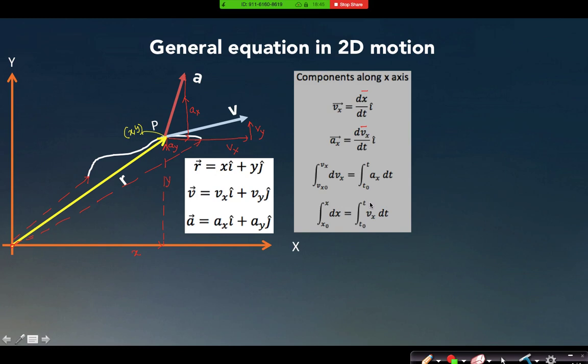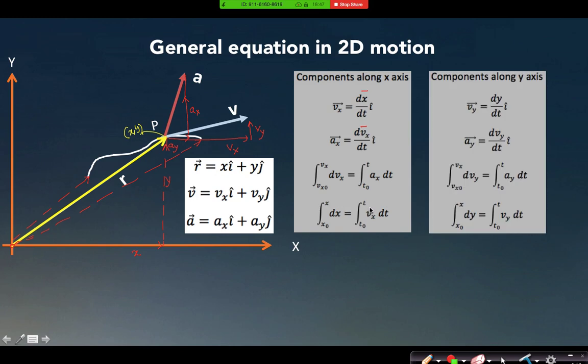These are the equations of the x-axis. Now what will be the equations along the y-axis? Vy equal to dy by dt, ay equal to dvy by dt. The same equations I have just copied and pasted. Look here, it will be vy and vy0, and here it will be y and y0. So the same equations I have written here, but along two different axes.